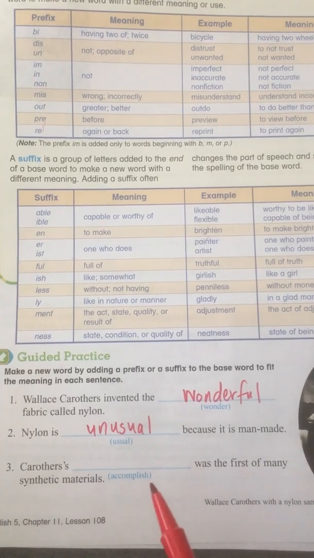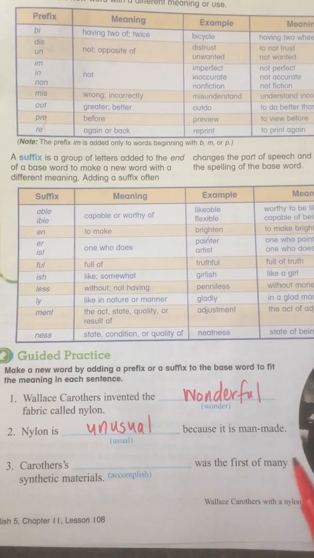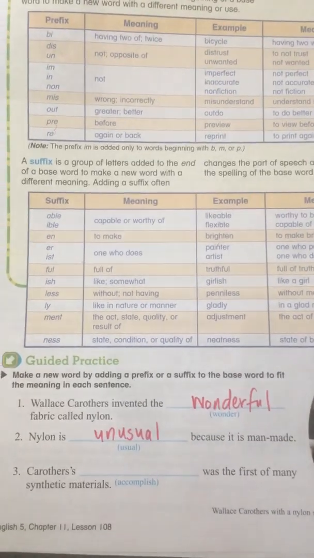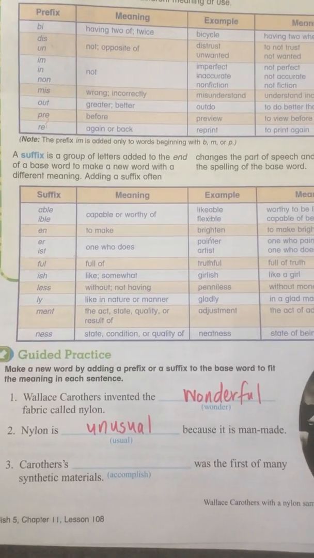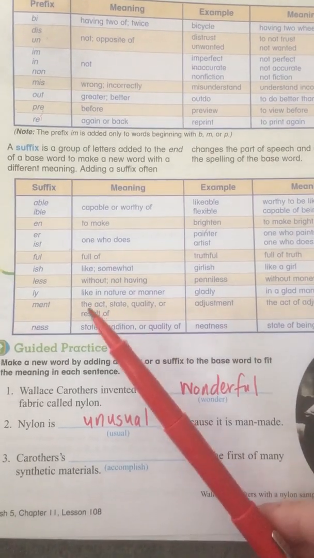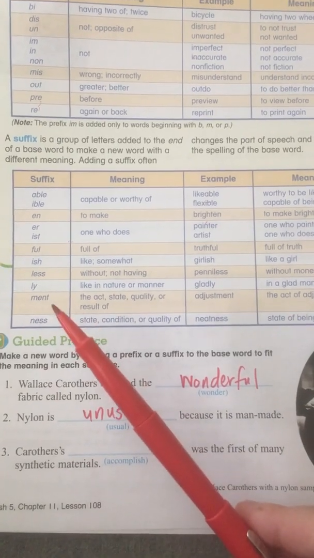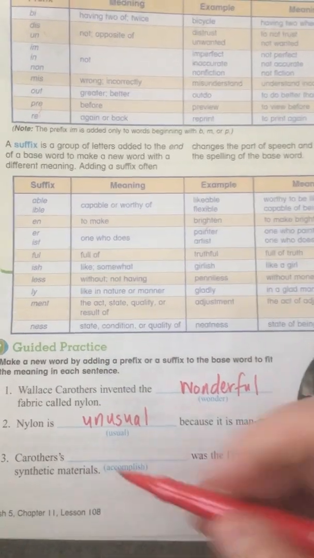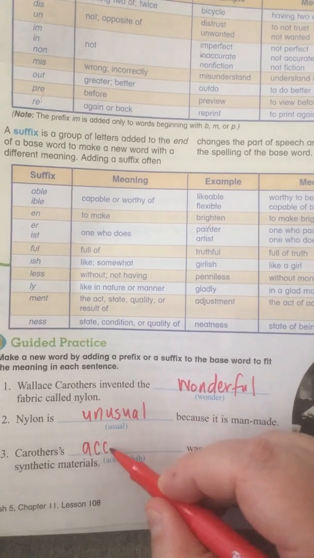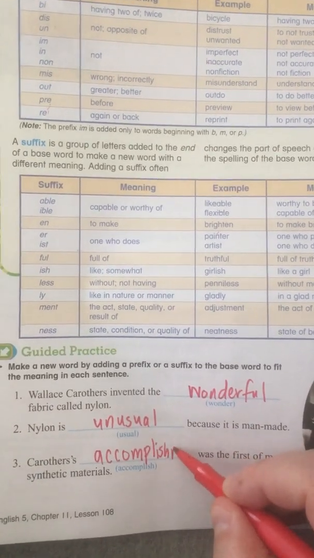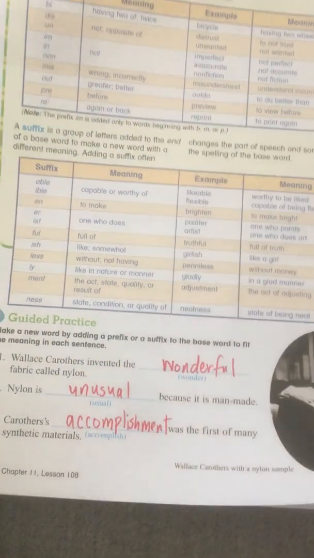Carruthers accomplished something was the first of many synthetic materials. This is something that he made, something that he did. So look, this one right here, it says the result right here. So his accomplishment, the result of what he accomplished. So his accomplishment was the first of many synthetic materials. You guys are going to practice that today.